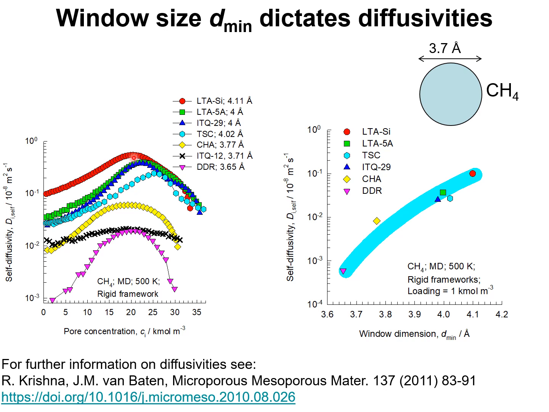For example, the red circles show the self-diffusivity data for LTA all-silica zeolite, which has a d-min value of 4.1 angstrom, and the inverted pink triangles show the self-diffusivity data for DDR, whose value of d-min is 3.65 angstrom. Note that the differences in the diffusivity values are about 2 orders of magnitude between LTA and DDR.